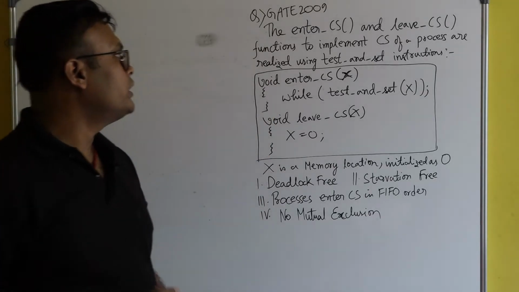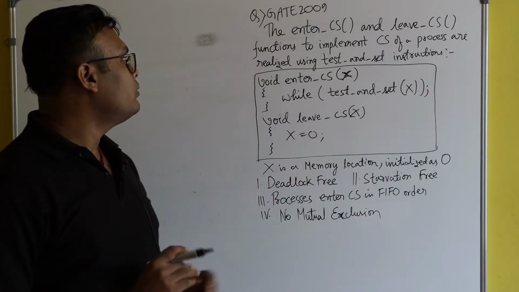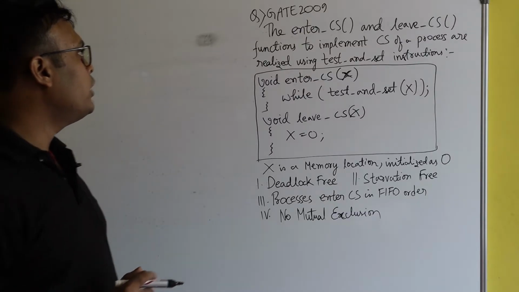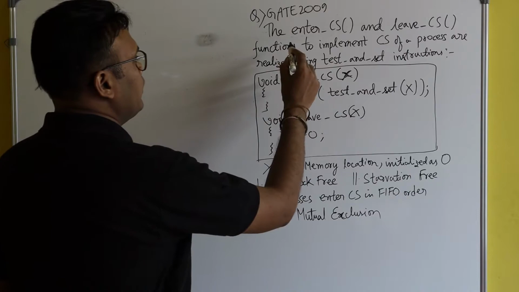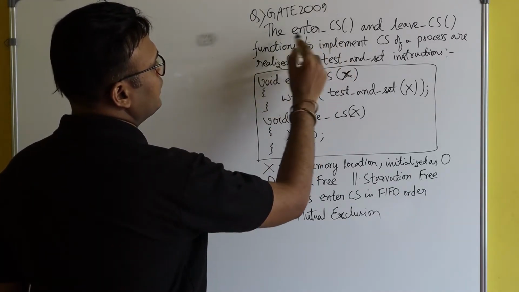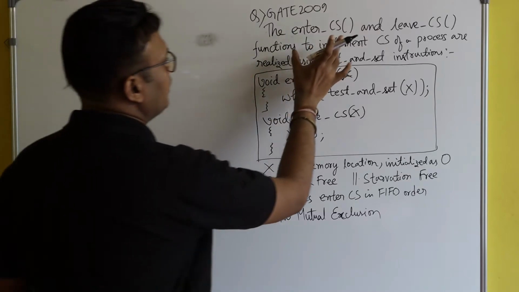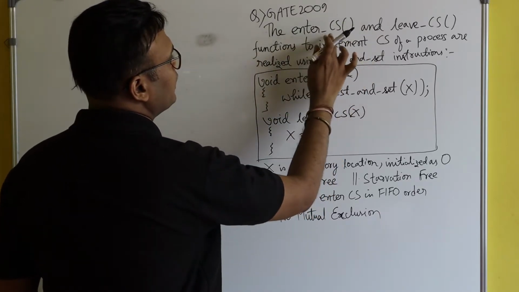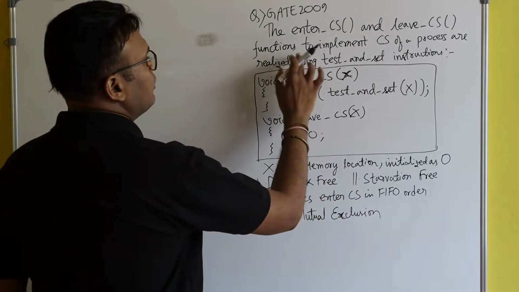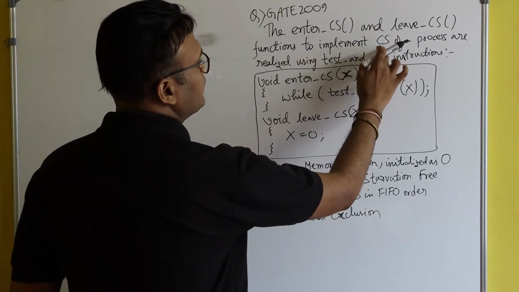Just see this question. This question came in GATE 2009. Okay, so I read it for you. The enter_CS is a function. There are two functions, enter_CS and leave_CS, to implement the critical section. CS means what?